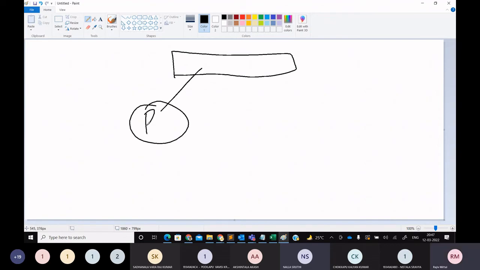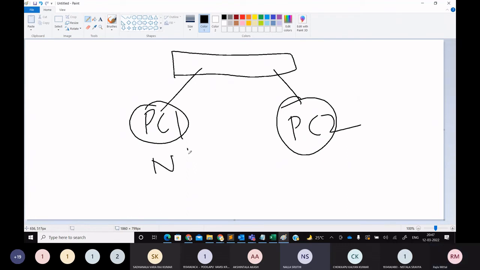If this is PC1 and this is PC2, and they are in the same network, here is network 1 and here is network 1, and they are working together, that means communication is on layer 2. They are in the same network. And if they are far away from each other, they require a switch to connect to each other. It's layer 2.